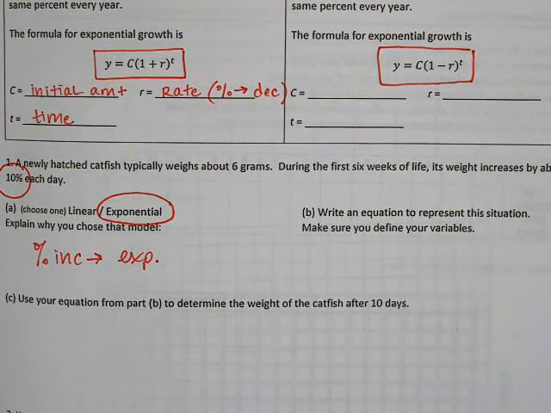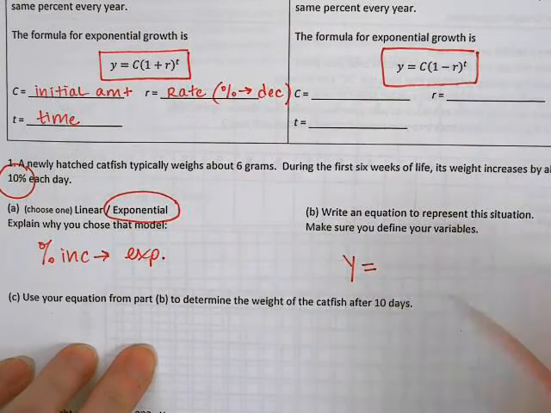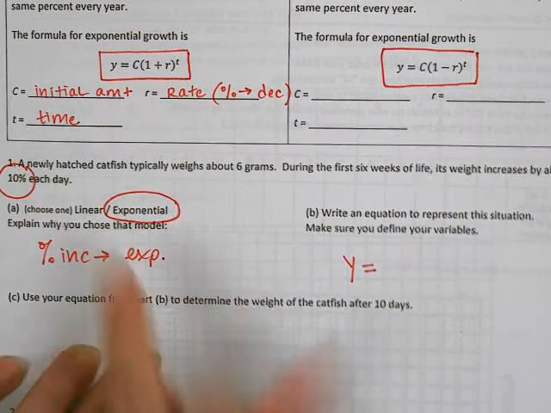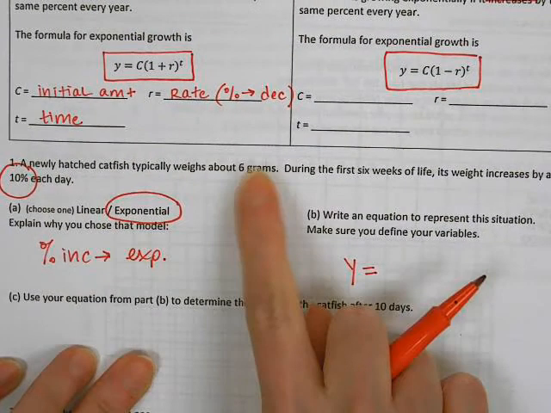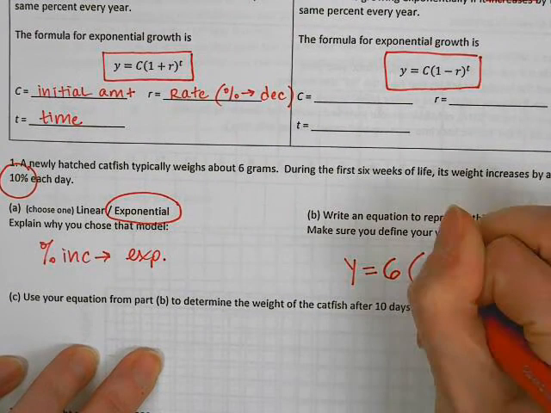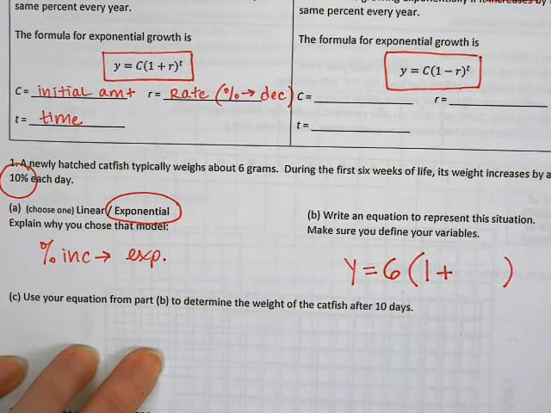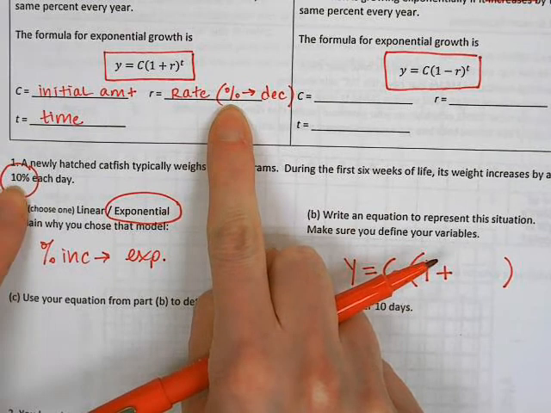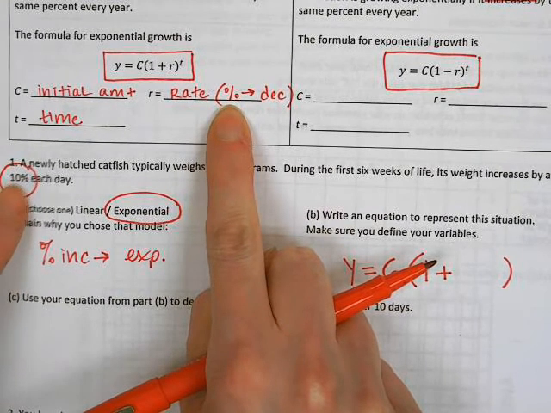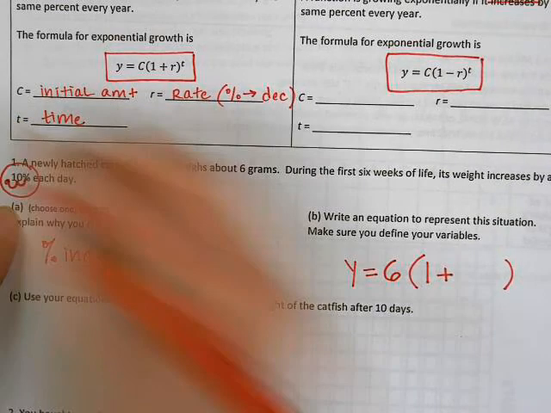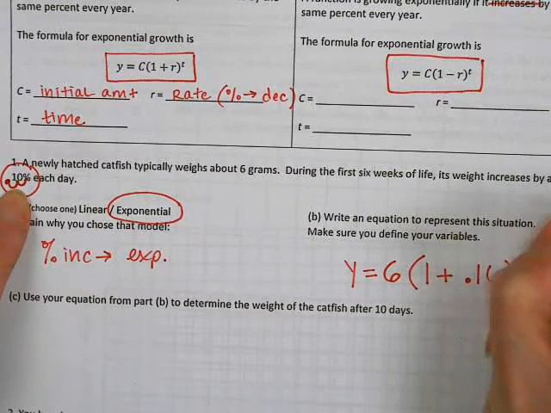Okay, what's our model? Our model is y equals, what's the starting value? The initial amount, I think it's 6. Okay, a newborn is 6 grams. Okay, and then we have 1 plus R. Now, R is the percent, but you have to convert it to a decimal. And to convert a percent to a decimal, you move the decimal over 2 spots to the left, so it becomes 0.10.